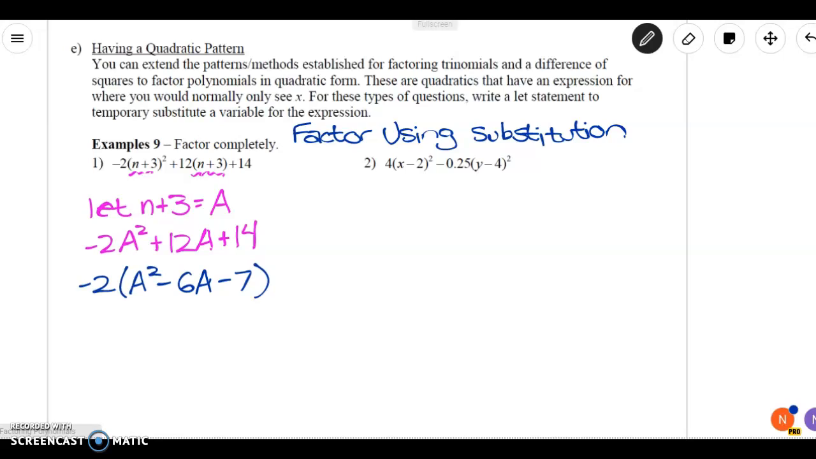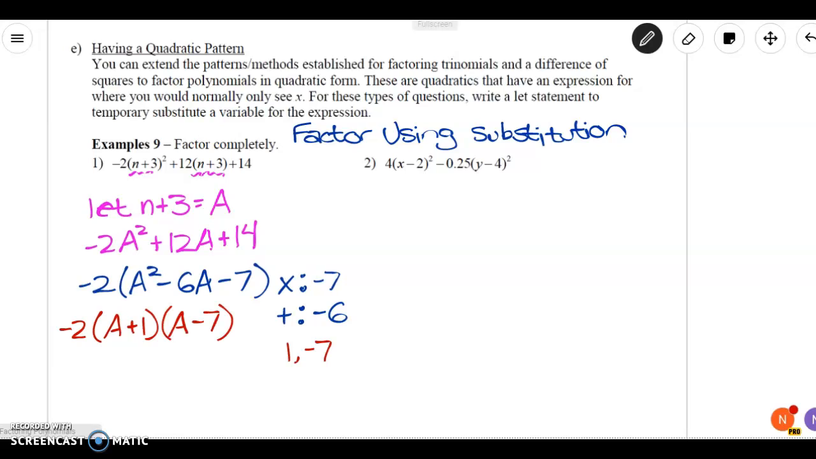So I want two numbers that multiply to negative 7 and have a sum of negative 6. I'm just using the multiplication sign and the addition sign for product and sum there. We can stop and list out numbers that multiply, but it's pretty obvious. 1 and 7, we need them to add to negative 6, so it's going to be positive 1 and negative 7. And because it's a simple trinomial, we can factor that as A plus 1 times A minus 7.